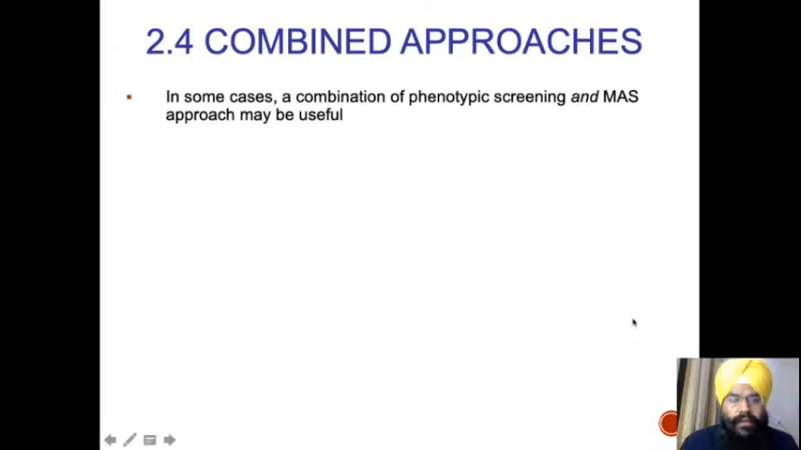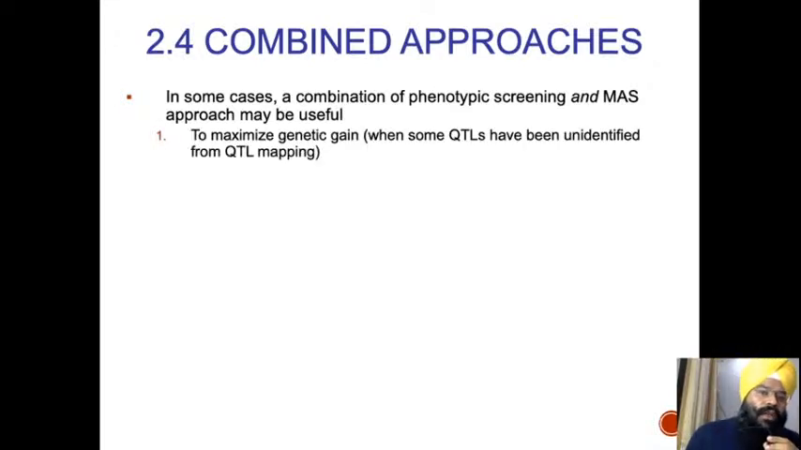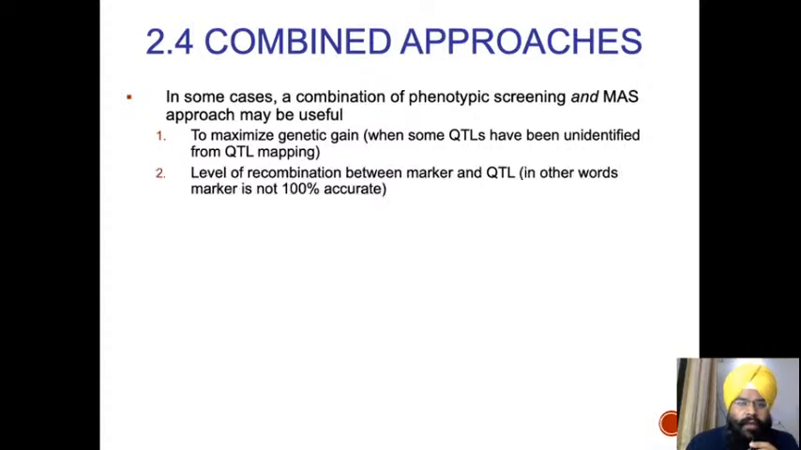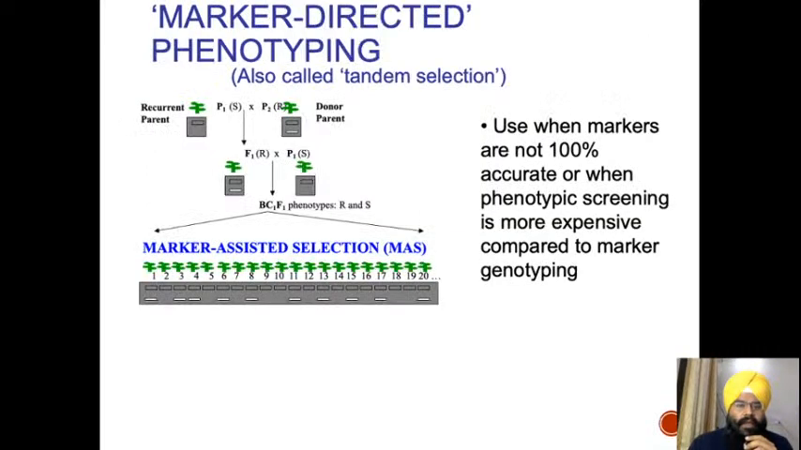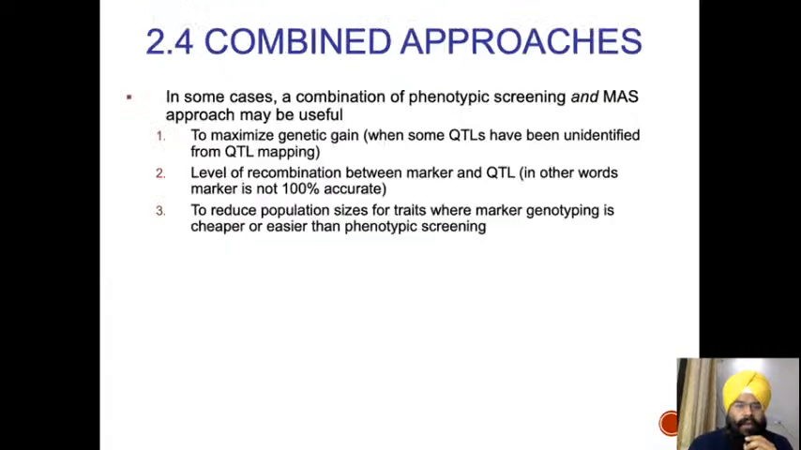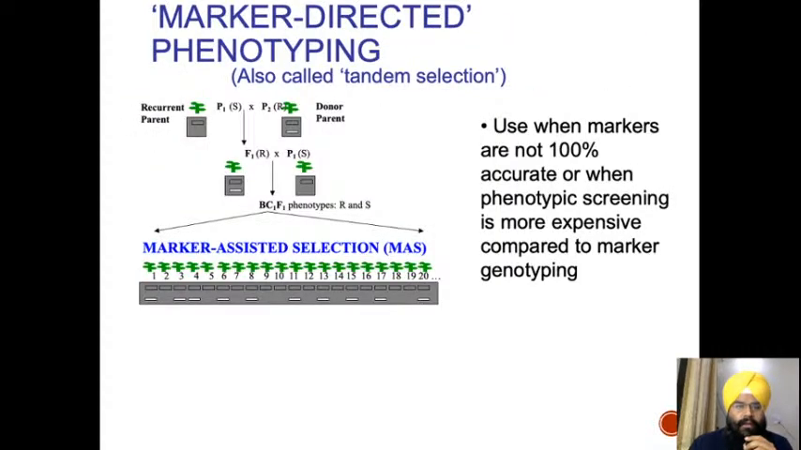And then the last one, combined approaches. This includes a combination of phenotypic screening and marker approach. Both we are doing, and this could be quite useful. This is to increase your genetic gain when some QTLs have been identified from QTL mapping. There is a level of recombination between marker and QTLs. In other words, the marker is not 100% accurate. It also helps reduce population sizes for traits where marker genotyping is cheaper or easier than phenotypic screening. So in that case, the combined approach helps us a lot.